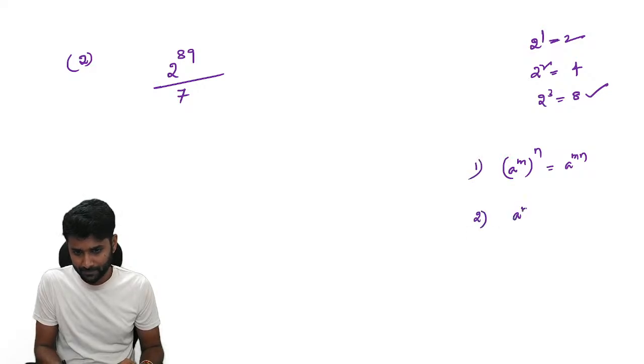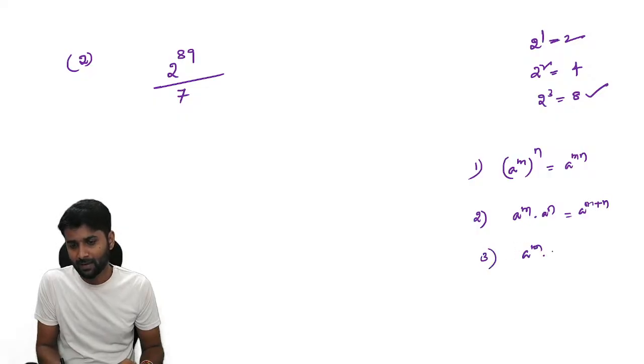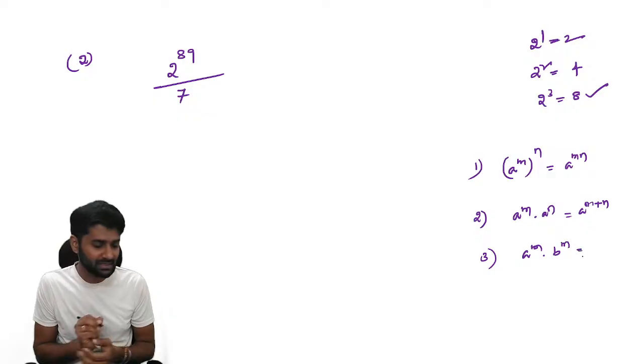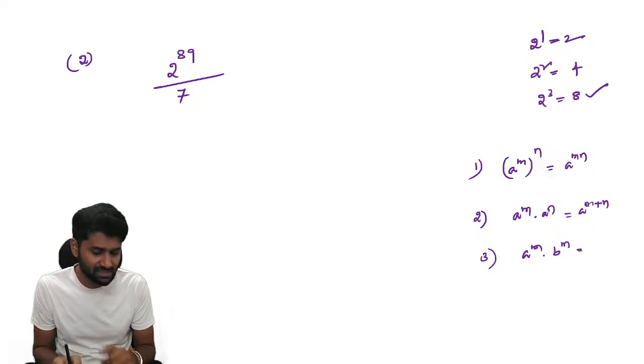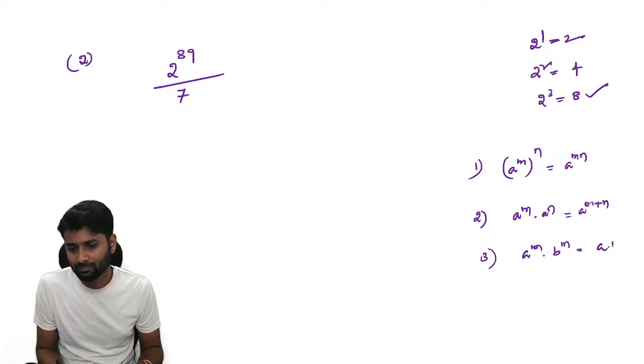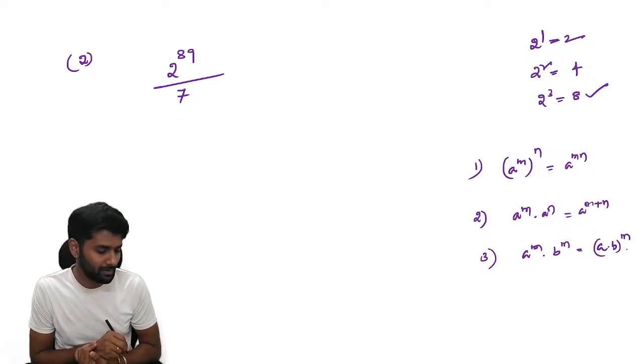Second one, a power m into a power n is a power m plus n. Third one, a power m into b power m: in the third property the bases are different with the same powers, then the value becomes ab whole power m.